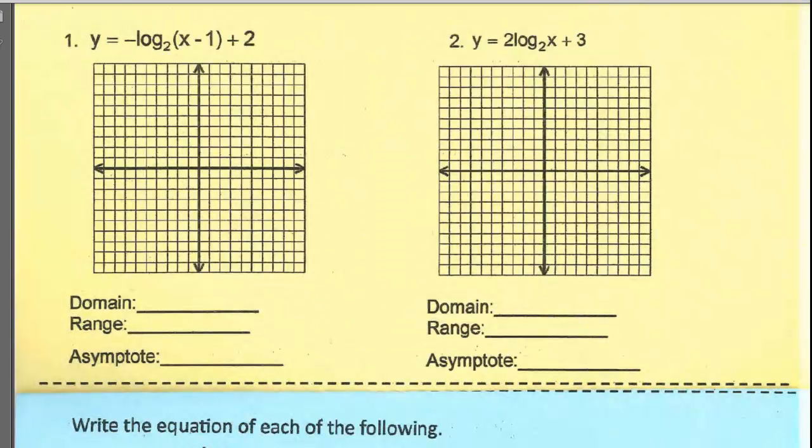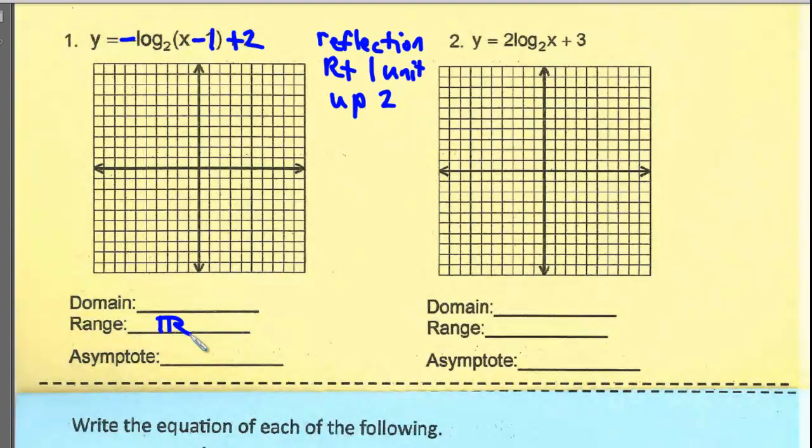So let's graph some logarithmic functions. First, let's start by describing the logarithmic function. In this case, I have a negative sign out front, so we know that this is a reflection. There's a minus 1 inside of the parentheses, so we're going right 1 unit. And there's a plus 2 outside of the parentheses. This says that the graph is moving up 2 units. The range of this function is going to be all real numbers.